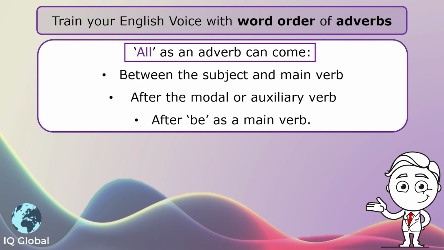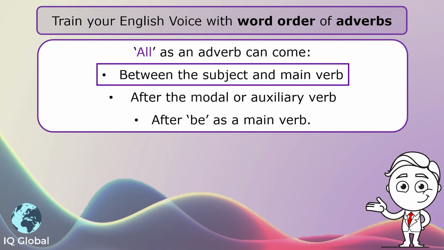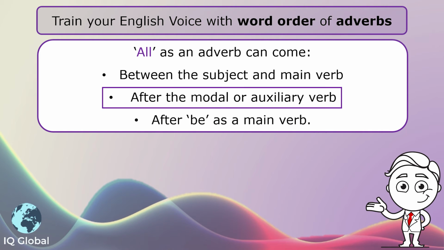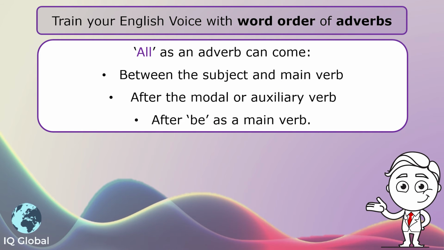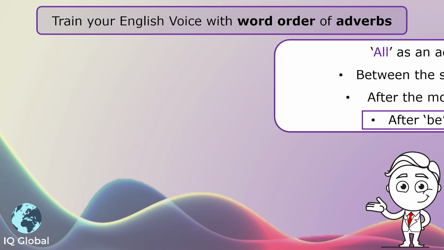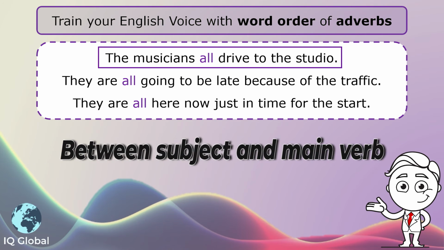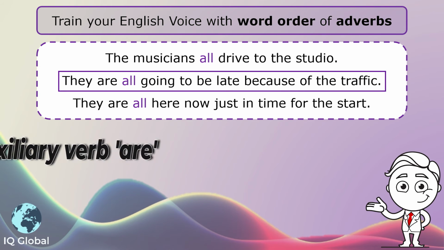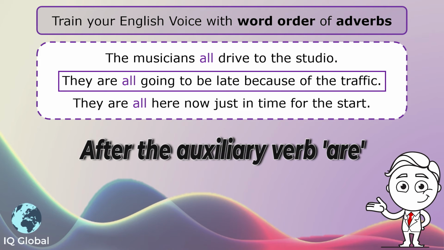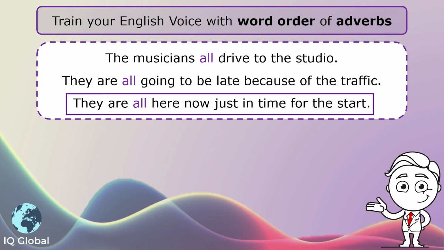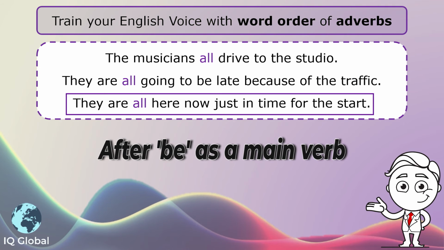"All" as an adverb can come between the subject and main verb, after the modal or auxiliary verb, after be as a main verb. Let's look at some examples. The musicians all drive to the studio. They are all going to be late because of the traffic. They are all here now, just in time for the start.